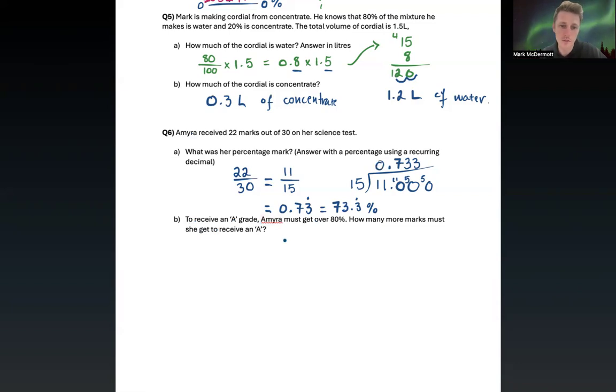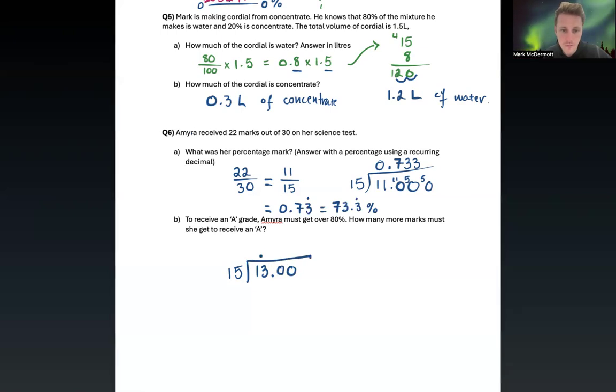So to receive an A grade, Amira must get over 80%. How many more marks must she get to receive an A? Well, we're pretty close. 12 out of 15 we could work out. Maybe let's work out 13 out of 15 because that looks like it might get us there. Yeah, so we're thinking about the minimum number of marks she must get. So let's work out 13 out of 15. And obviously this sort of stuff can be done with a calculator if you're really interested in the answer quickly, but I suppose you need to know how to do it by hand as well.